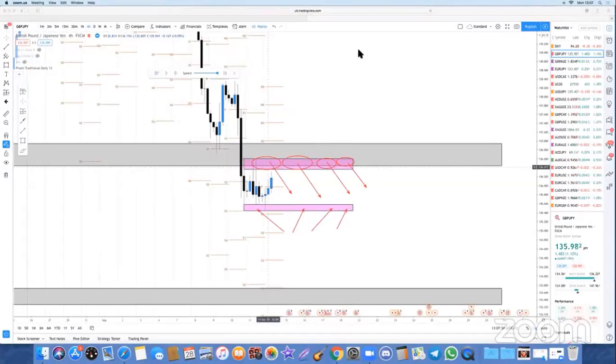Throw one in the chat if you've understood how to take a trade with trend. I just want to make sure you're on track. All right, cool. I'm seeing ones. All right, good. Let's move on.